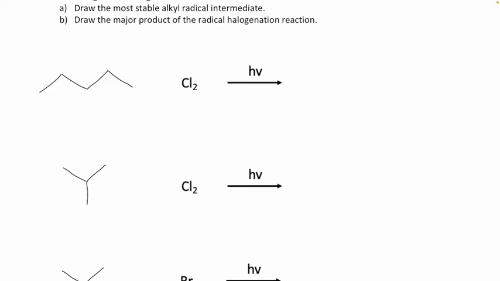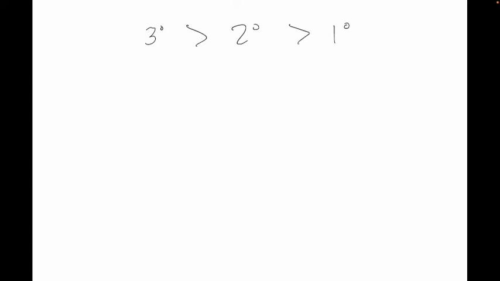There's this whole logic behind certain radicals being more stable than other radicals. What's that logic? Yes, exactly, right? So the more highly substituted the carbon is, the more stable the radical. So we can just make note real quick. Tertiary radicals are more stable than secondary radicals, which are more stable than primary radicals.